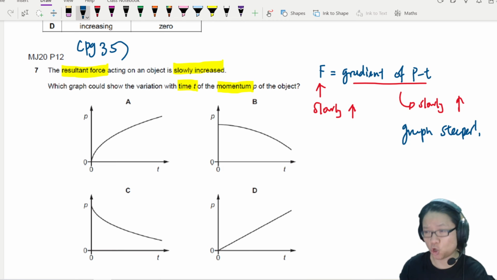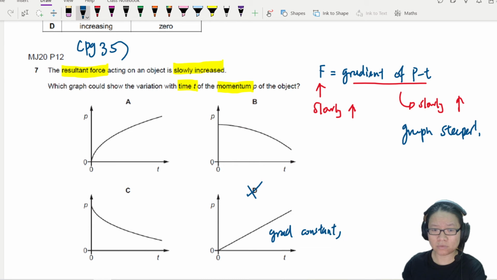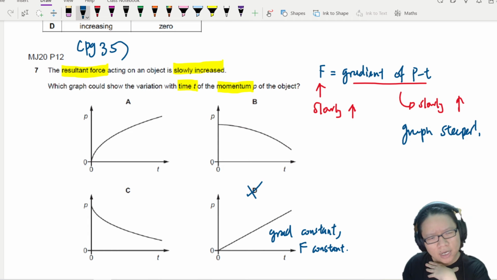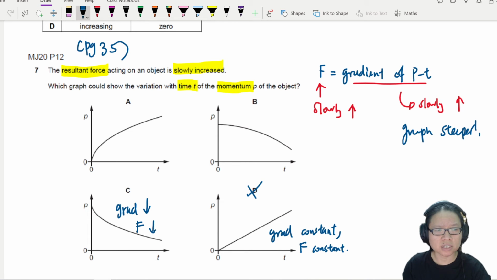So the graph that is not getting steeper, you can throw away. For example, this one, the gradient is constant. Gradient constant, force constant, and buzzer sound, okay? What about C? You look at C, the momentum, the gradient is getting less and less steep. So gradient is decreasing. Force is decreasing.